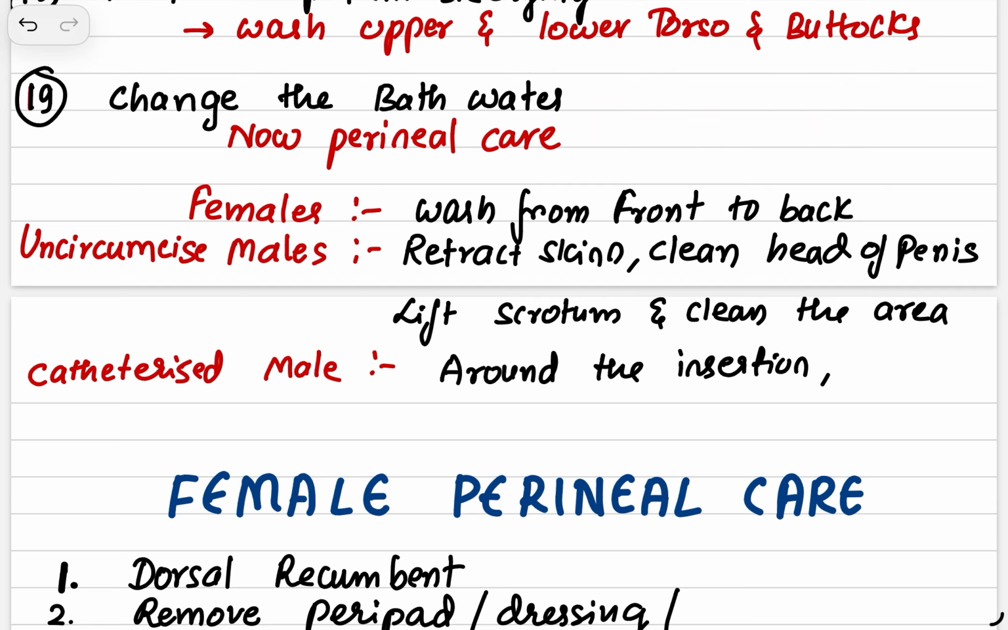For the females, flexing of the knee is very important to access the perineal area. For the males, we have to lift the penis 90 degrees, so there is no need of flexing the knee. Are you understanding? Yes.